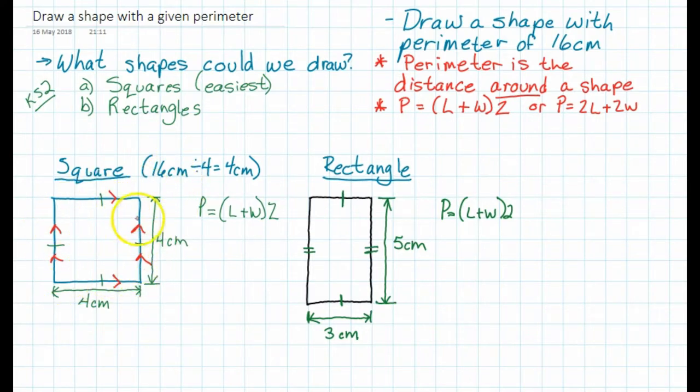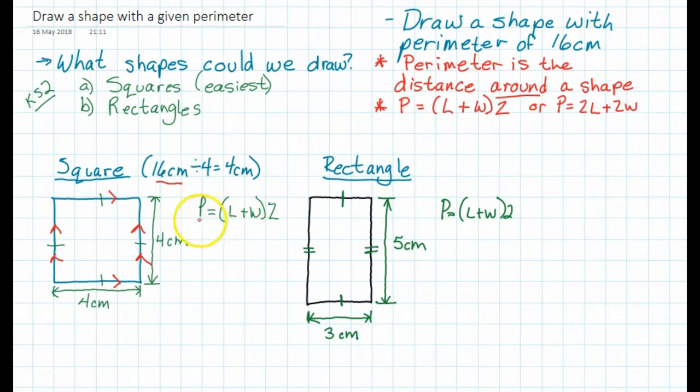We know that a square has four sides, so all we do is we write what we're given, we divide it by the number of sides, and it tells us that each side has to be 4 centimeters. So there you go, 4 centimeters along that side, 4 centimeters along that side, and if we count up the squares, we'll find that we have 16. So there's 4, 8, 12, 16 centimeters. Okay?